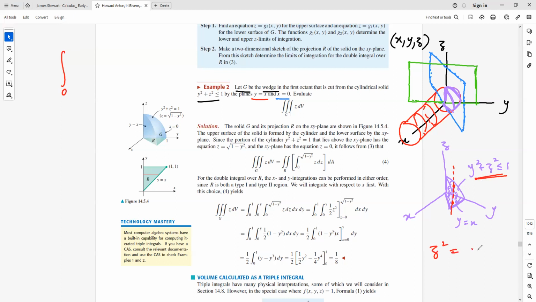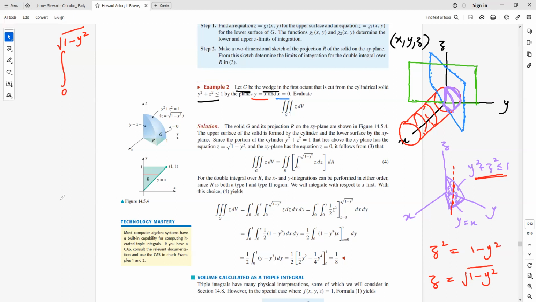So we can find it in terms of z. It is the square root of 1 minus y squared. We are only considering the positive value of z because it is in the first octant, right? So 1 minus y squared. Now we are left with the xy limits.